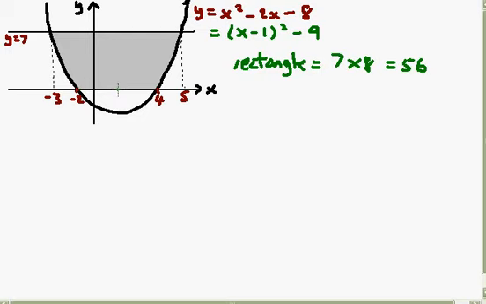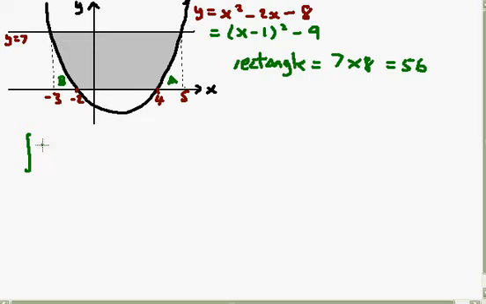and we add 3 to get to 4, and we take away 3 to get to minus 2. Okay, so in actual fact, this region, let's call it region A, is exactly the same area as region B over here. Okay, so I only need to do one calculation. So I'm going to work out the area of region A.